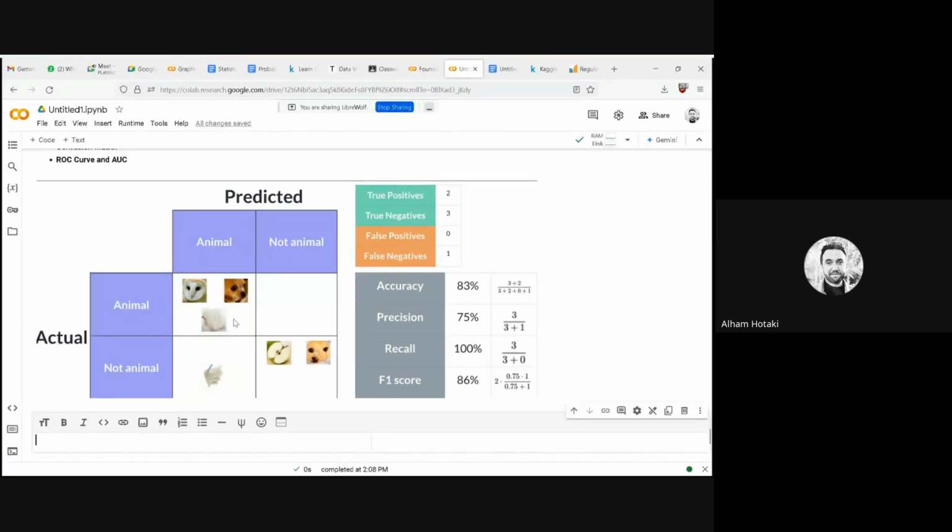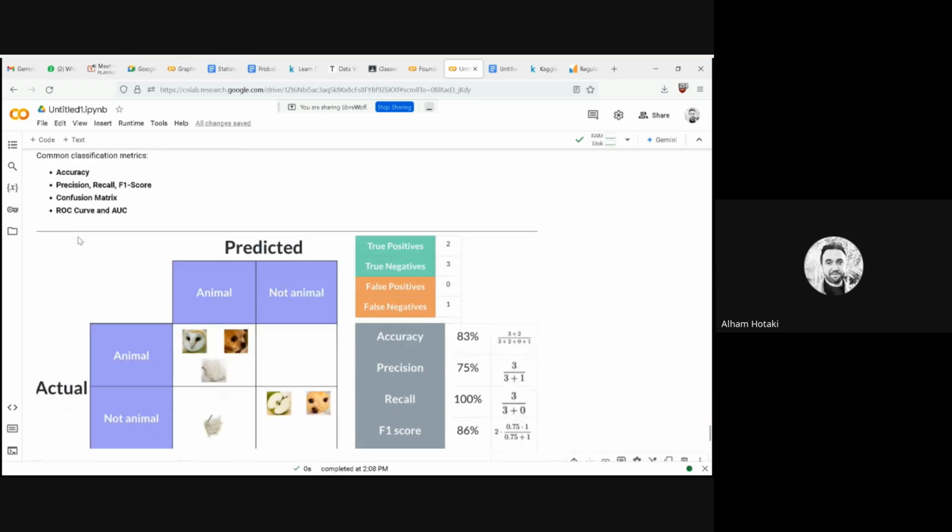So how many pictures have we provided? 1, 2, 3, 4, 5, 6. For the 6 pictures that we provided, for 3 of them the model predicted that it is actually an animal. For another one, it predicted that it's an animal, but actually it was not an animal. It predicted 2 as not animal, and actually they were not animal.